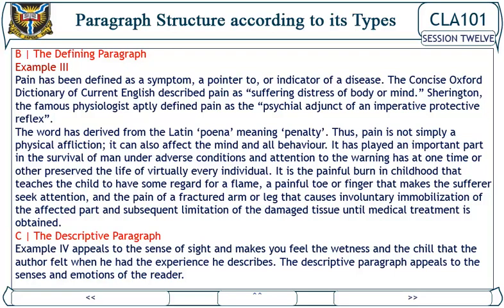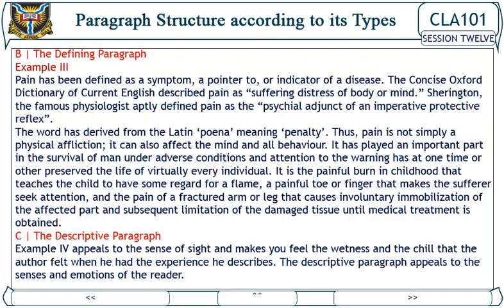It is the painful burn in childhood that teaches the child to have some regard for a flame, a painful toe or finger that makes the sufferer seek attention, and the pain of a fractured arm or leg that causes involuntary immobilization of the affected part and subsequent limitation of the damaged tissue until medical treatment is obtained.